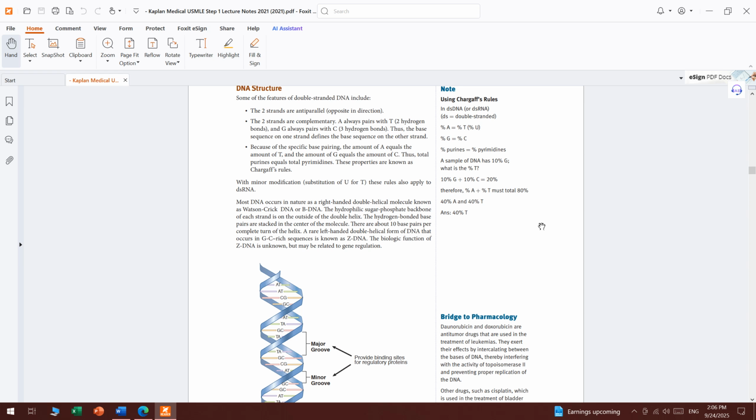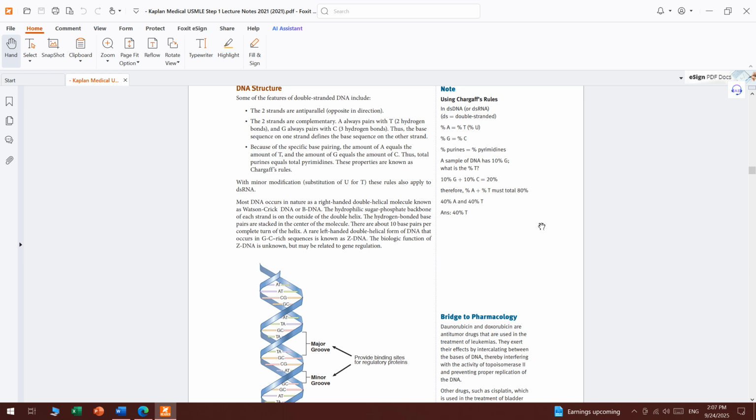Chargaff's rules. Due to this specific base pairing, the amount of adenine in a double-stranded DNA molecule is always equal to the amount of thymine, and the amount of guanine is always equal to the amount of cytosine. Consequently, the total amount of purines always equals the total amount of pyrimidines. These fundamental observations are known as Chargaff's rules. It's important to note that with a minor modification, these rules also apply to double-stranded RNA.